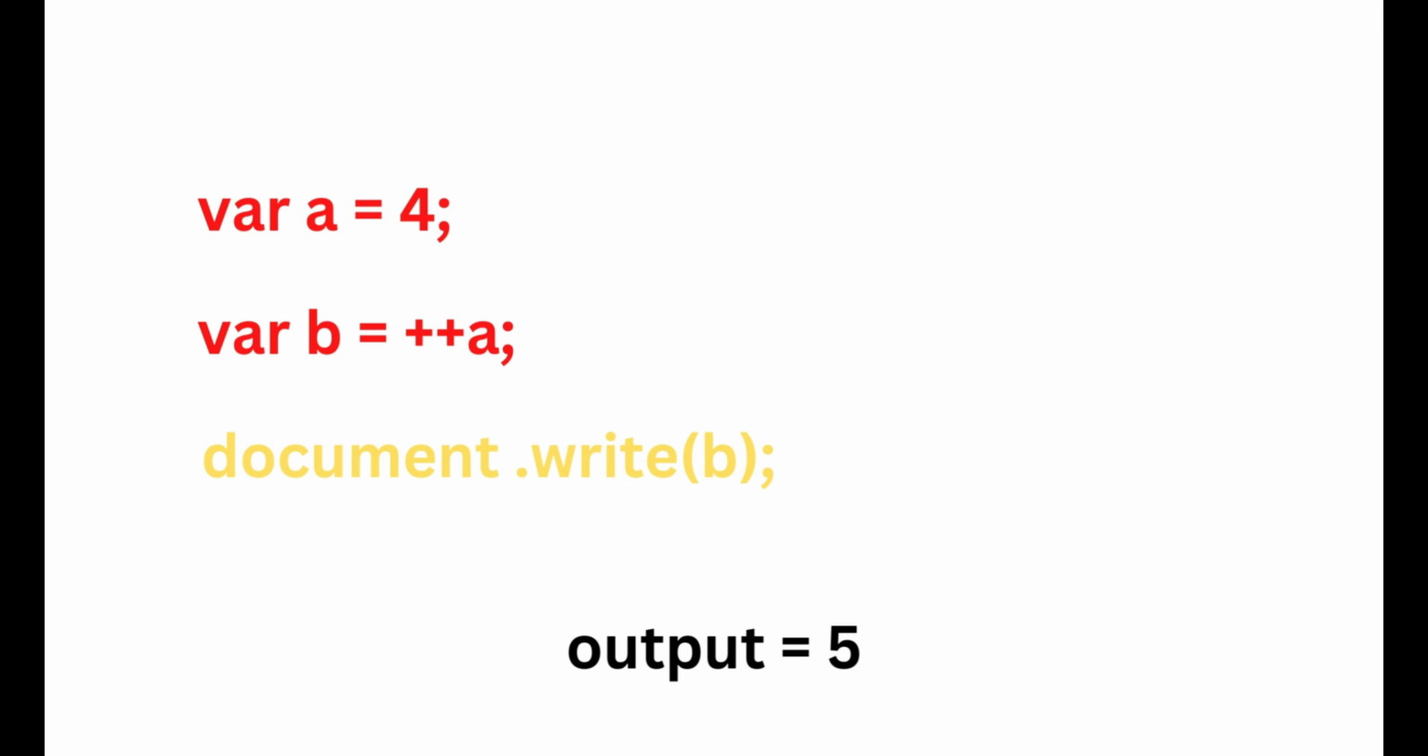Now if we come towards the pre-increment, what will happen here? Here the variable a is equal to 4. Variable b is equal to ++a. Here it is adding 1 before the a, so 1 will be added to a first and it will become 5. Now 5 will be assigned to b and now it will be printed.